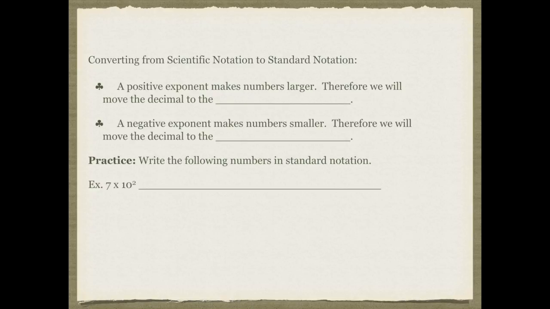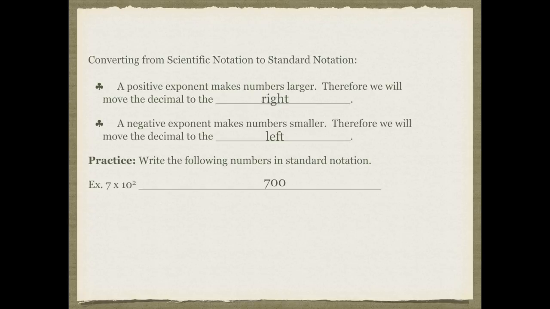Now, in order to convert from scientific notation back to standard notation, since a positive exponent makes the number larger, we need to move the decimal to the right when we're putting it into standard notation. In contrast, if you have a negative exponent, that makes the numbers smaller, and therefore we're going to move the decimal to the left. So if you look at this example here, I have 7 times 10 to the second. Since that exponent is positive, that means I'm going to move the decimal 2 places to the right. And since the decimal is behind the 7, that makes it 700 because I moved that decimal over 2 places and then filled in zeros for those spots.